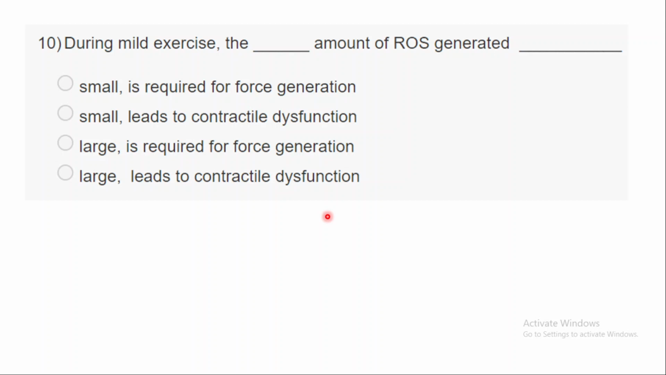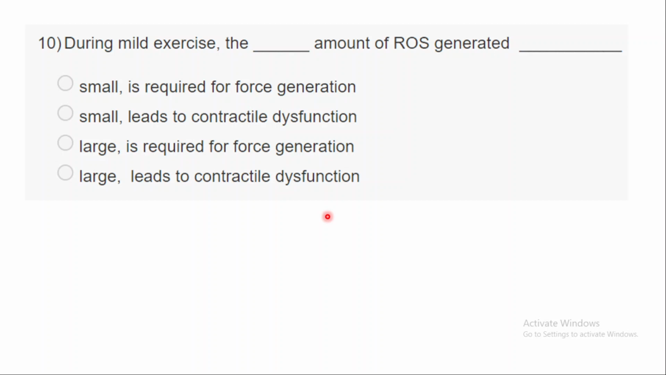Now, which of these following do you think is the correct answer? During mild exercise, what is the amount of ROS generated and what function does it carry out? Come on, students, this is the last question. Just try to guess, even if you are not able to find out the right answer, just make a wild guess.